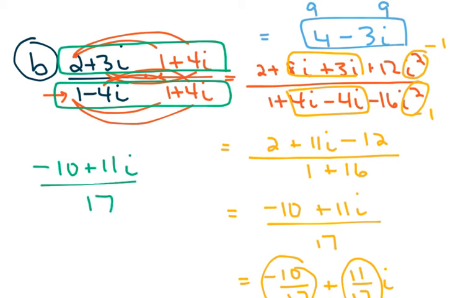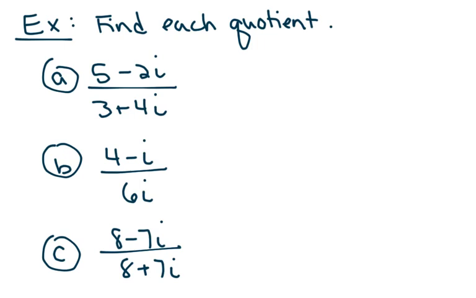So then after you determine what you need to multiply the numerator and denominator by, you're really skipping to the end of the problem. Now I would like you to practice on your own and find each quotient for each of these division problems.